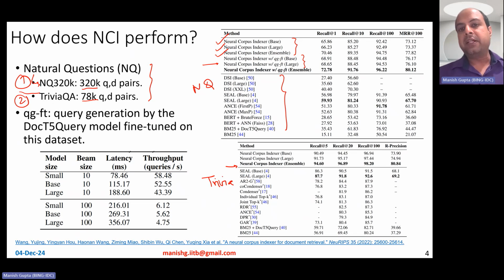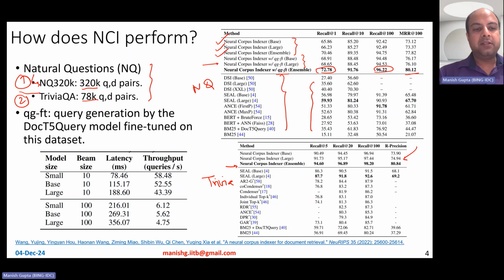And what you can observe is that an ensemble with query generation, which is fine-tuned, gives them the best recall values, and a really good MRR value also compared to other baseline methods. And that also holds for the other data set, which is TriviaQA. Okay. How fast or slow is this method?